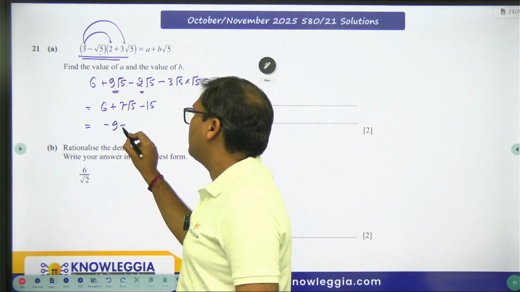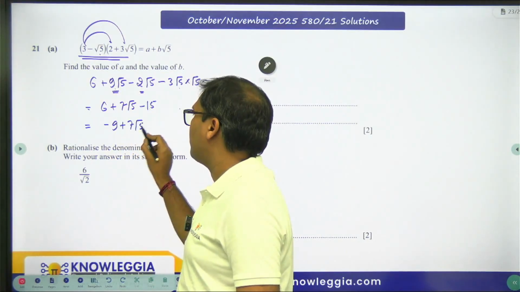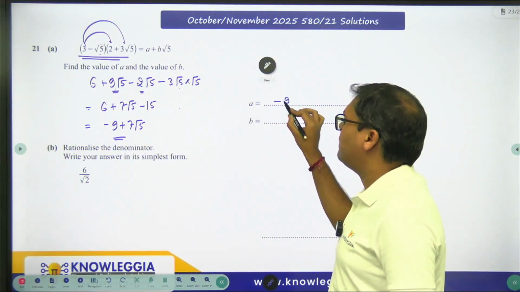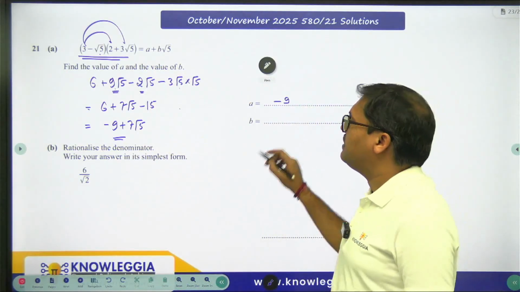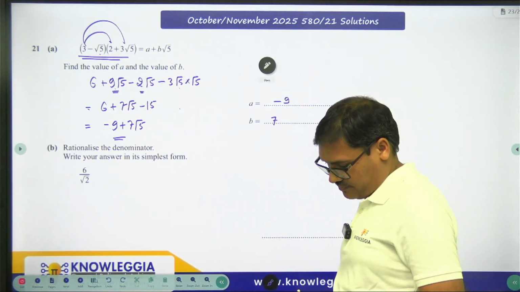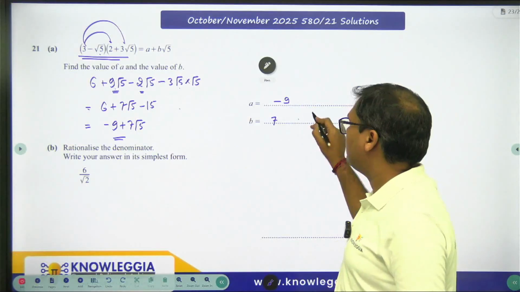So now you can see this is negative 9 plus 7 root 5. Now what is the value of A? A is negative 9. And what is B? B is 7. So negative 9 and 7 are the correct answers.